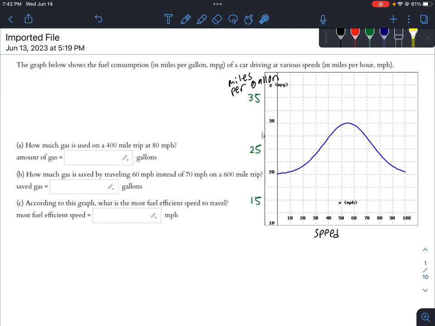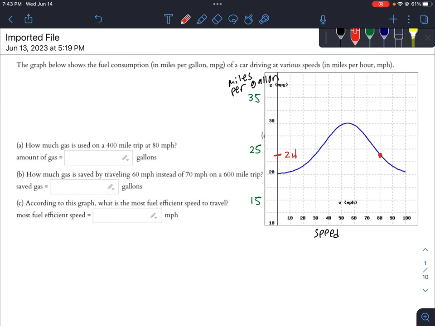The first part of this question is asking you to determine how much gas you would use if you traveled 80 miles per hour on a 400-mile trip. So to do this, you would first locate 80 on the graph, which is about miles per hour for the speed. And then we would go across. We would estimate that this value is about 24.